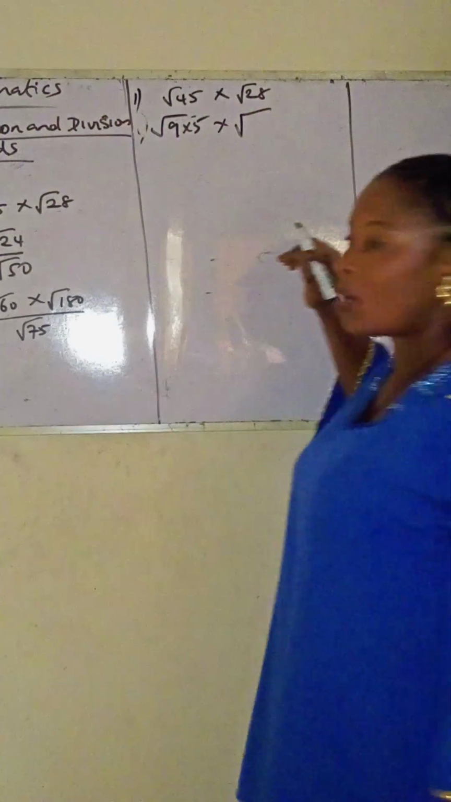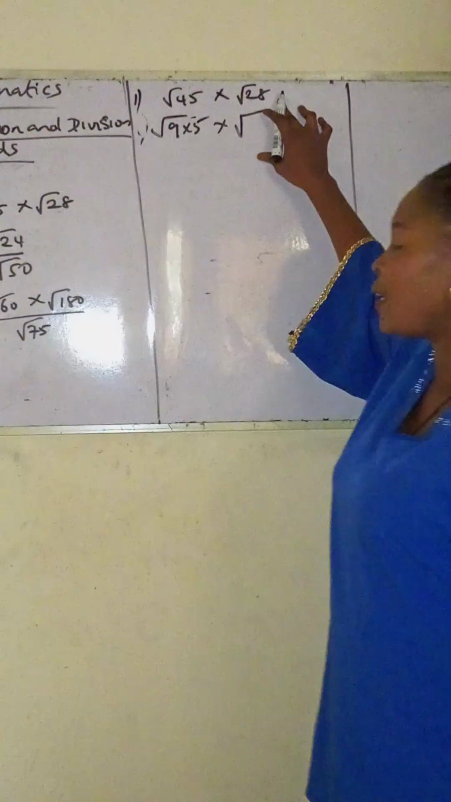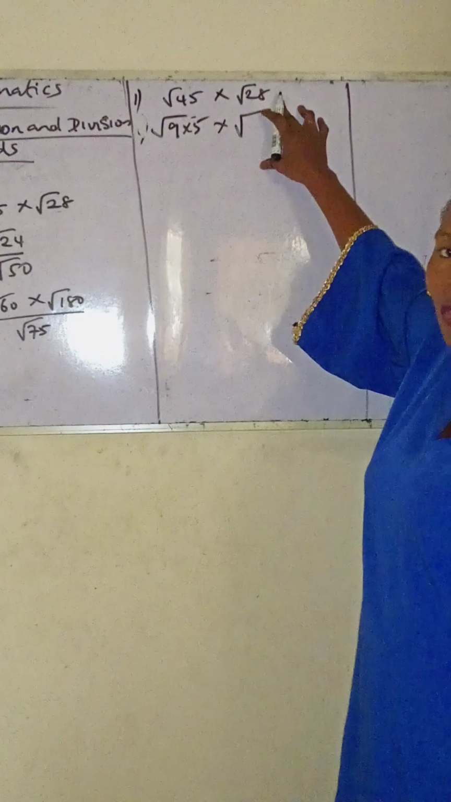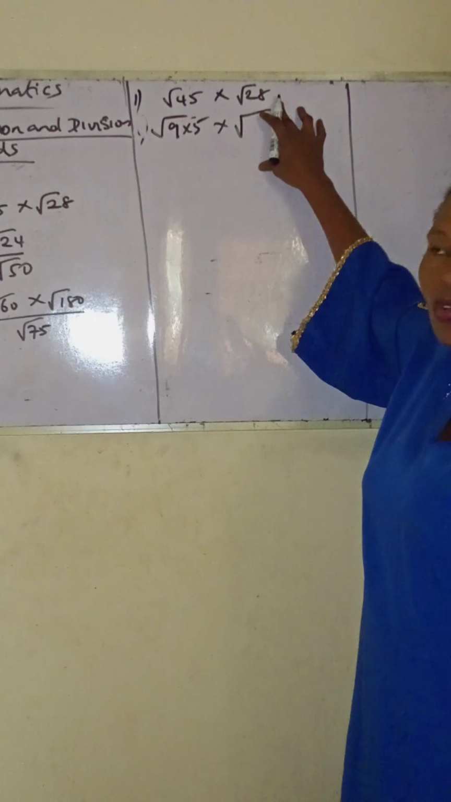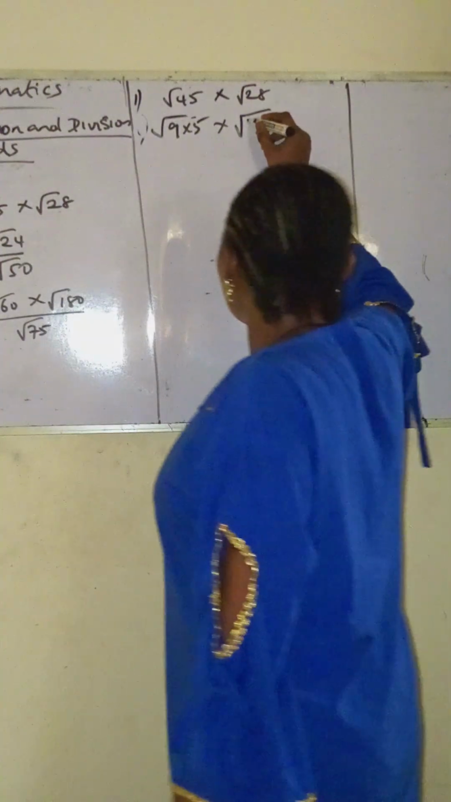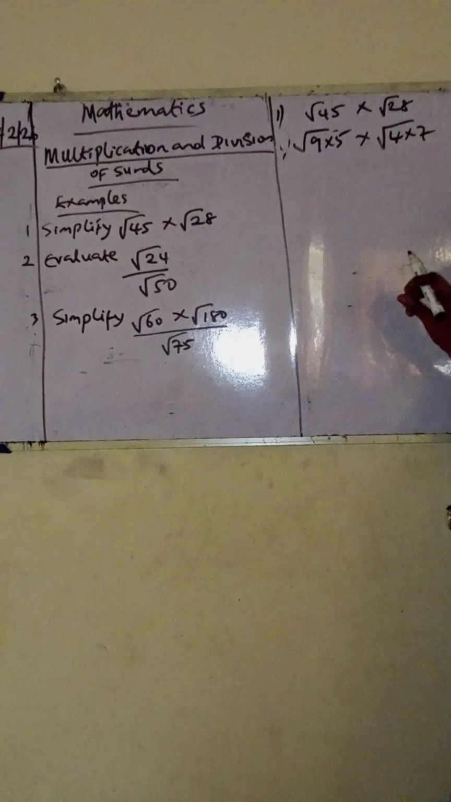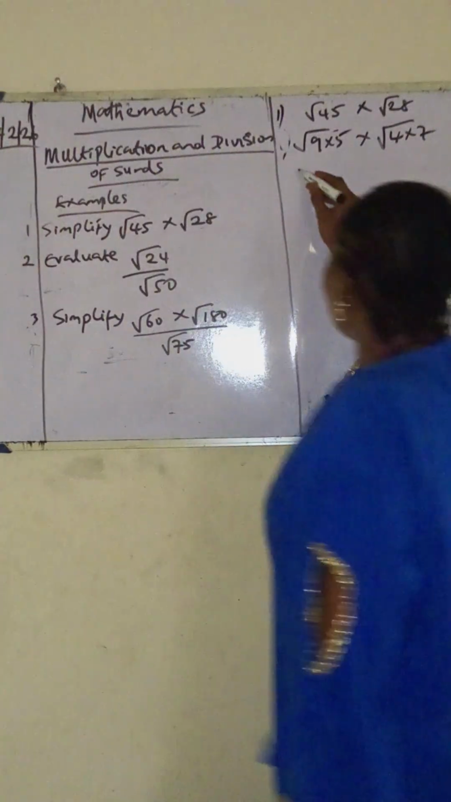Then we go down to the other one, which is 28. We are looking at the two numbers that when we multiply them, will give us 28. And among those two numbers, the first one must have a square root. We are going to use 4 times 7 to give us 28. So let's write 4 times 7. When we have done this, we are going to split each of them into their various surds.